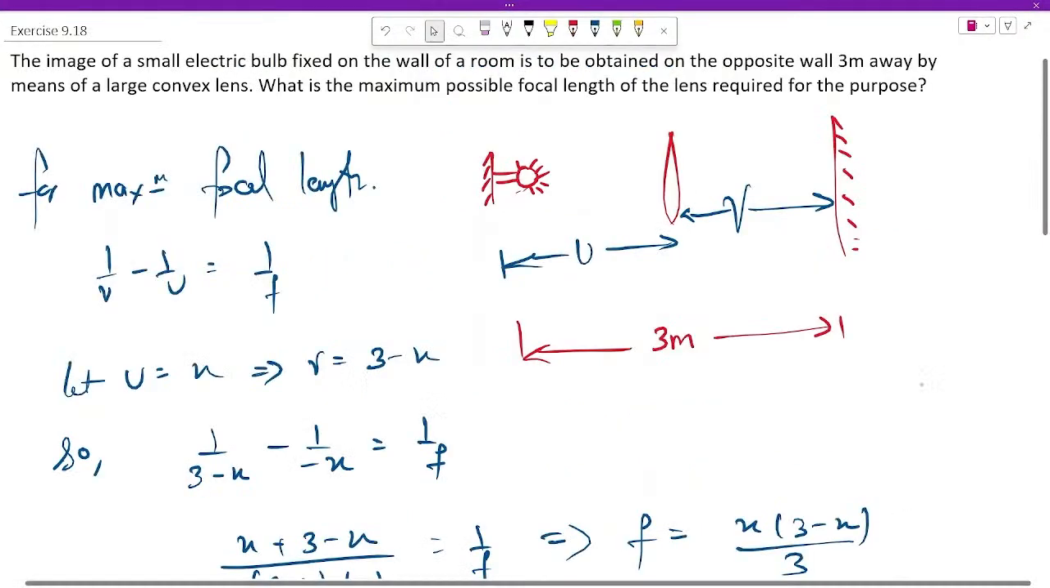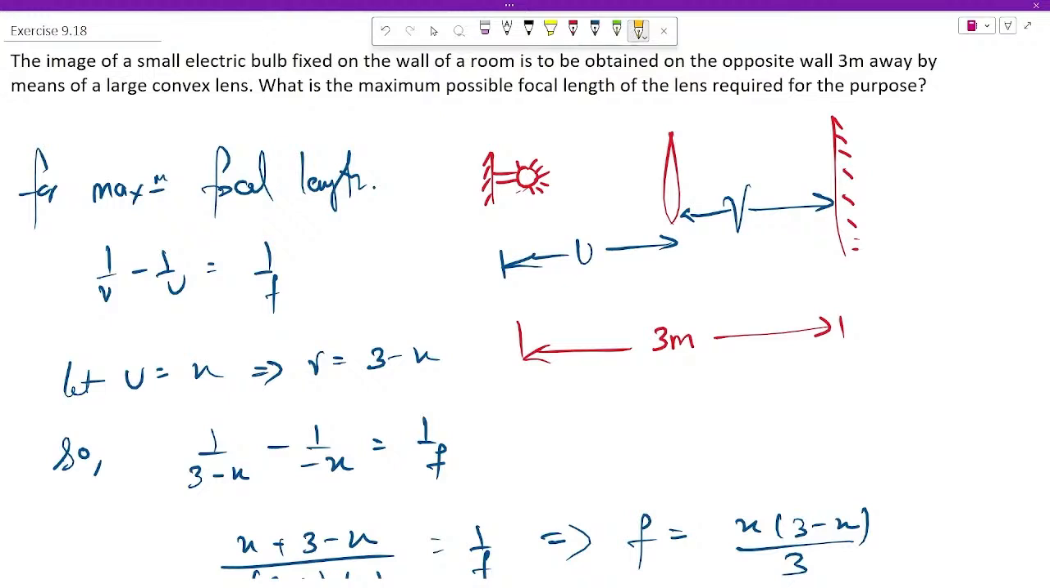The question says that the image of a small electric bulb fixed on a wall of a room is to be obtained on the opposite wall 3 meters away by means of a large convex lens. What is the maximum possible focal length of the lens required for the purpose?